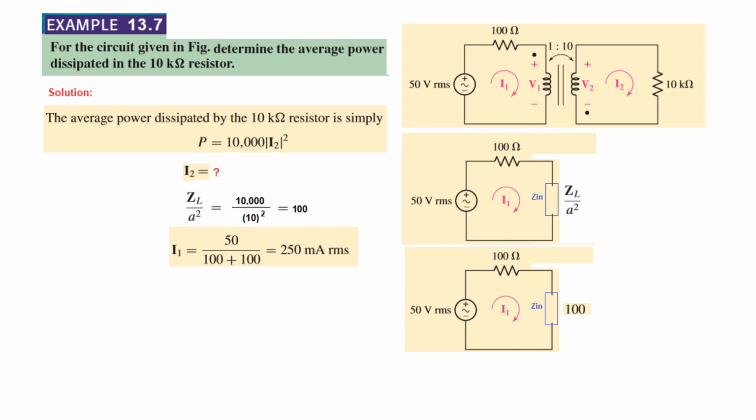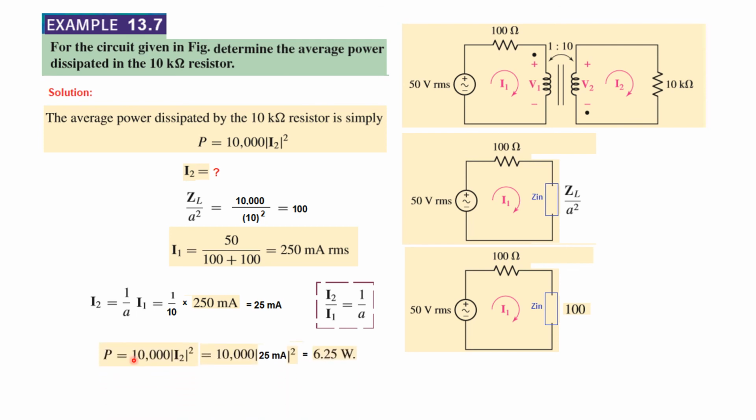And now we can find the current I1. This voltage divided by total resistance is 250 milliampere, which is the I1 current. And now we use this relation to find I2. So I2 is 1 over A times I1, 1 over A is 1 over 10, and I1 is 250, so I2 is 25 milliamperes. And so now for power, we just plug in the value of I2 here. So power is 6.25 watt.